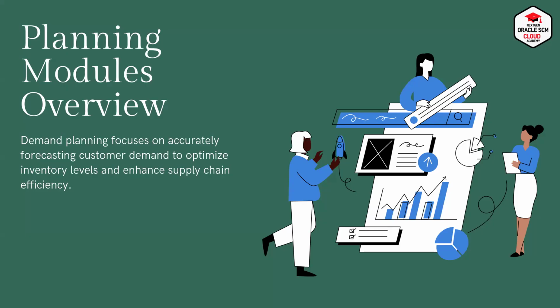So the planning module focuses on demand and supply planning. These modules help organizations forecast demand, plan supply, and optimize inventory levels. Planning uses the data from inventory, procurement, and manufacturing to generate realistic plans. Typically, planning modules are implemented after a strong foundation in inventory and costing is established.